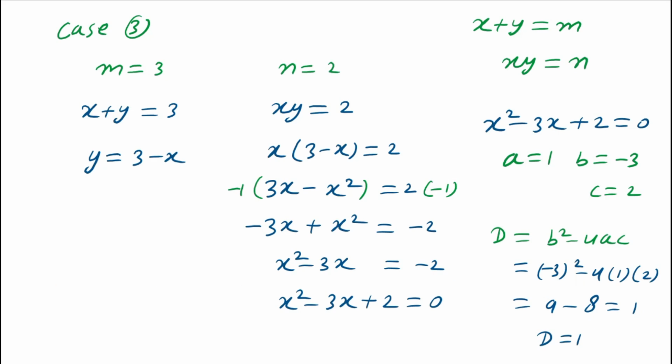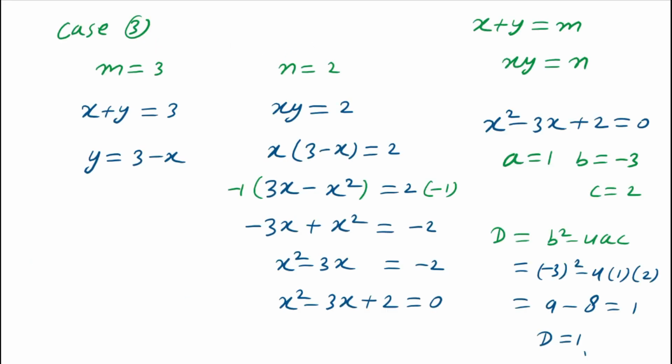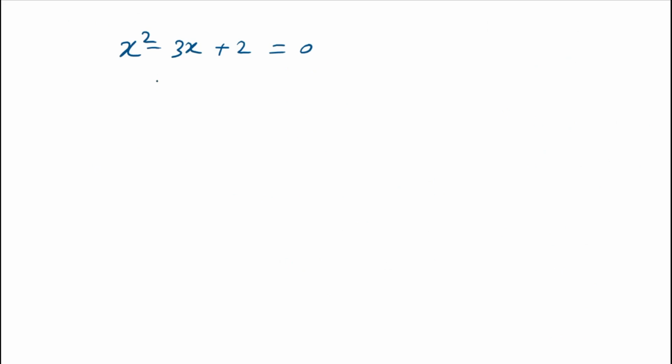Now we have a quadratic equation x square minus 3x plus 2, and this is equals to 0. Here discriminant of this quadratic is 1. This is perfect square. It means this quadratic equation is factorizable. X square minus 3x is same as x square minus x minus 2x plus 2, and this is equals to 0.